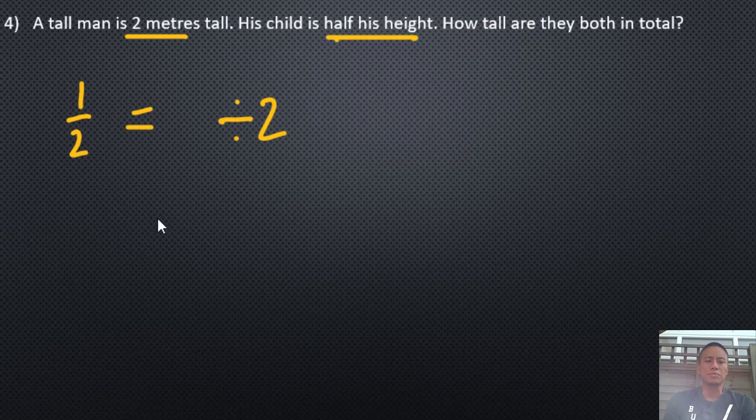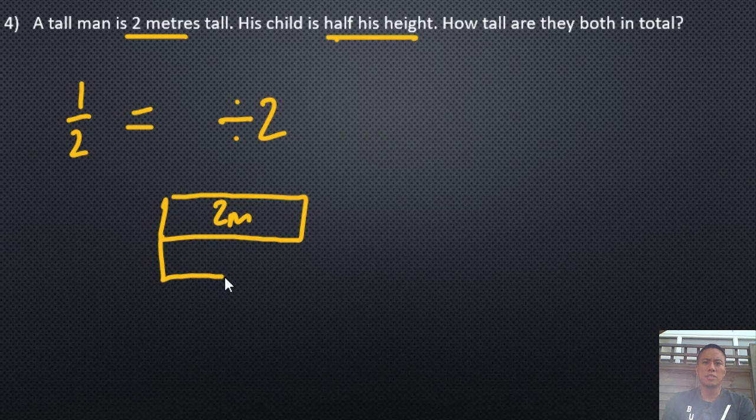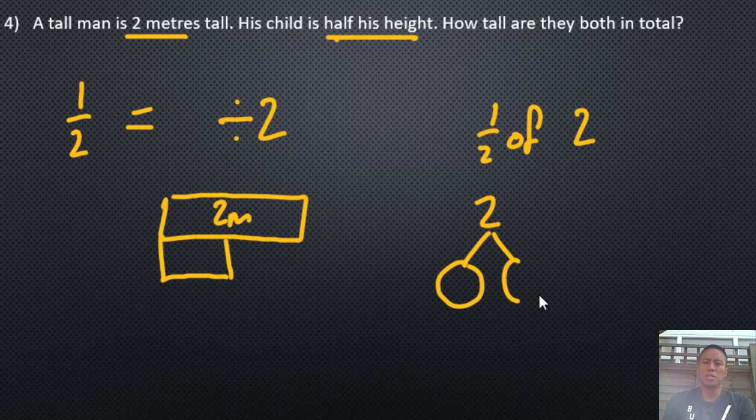Right, so this is the man, the tall man. We know that he is 2 meters tall. This is his child. Half. Right, we need to know how much this is. So it's a half of 2. Right, we've got our 2. We're going to share between the 2 here. 1, 2. Oh, half is 1. Half of 2 is 1.